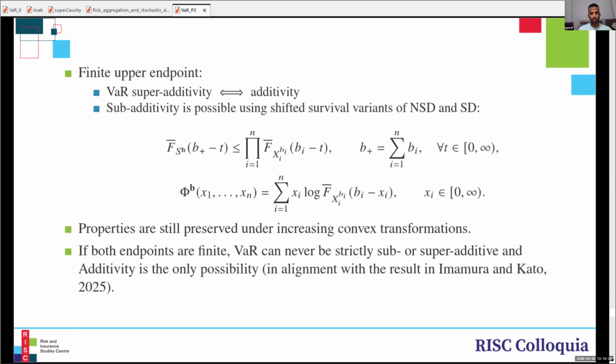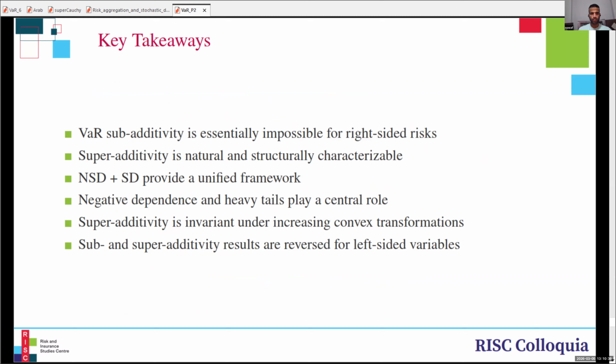All right, I think we are out of time, but the last takeaways of this talk: we have shown that VaR subadditivity is essentially impossible for right-sided risks. Superadditivity is natural and characterizable. Specifically, we characterize negative simplex dependence and simplex dominance as two criteria for superadditivity, and both of them play a role in risk management. Finally, we showed that superadditivity is invariant under increasing transformation. And lastly, we didn't show this, but the results are reversed for left-sided variables, those supported from negative infinity to 0. That means superadditivity will be impossible, whereas subadditivity will be possible in that case.